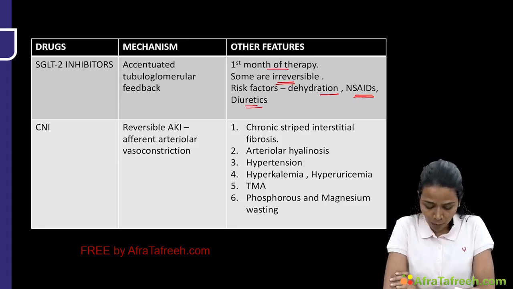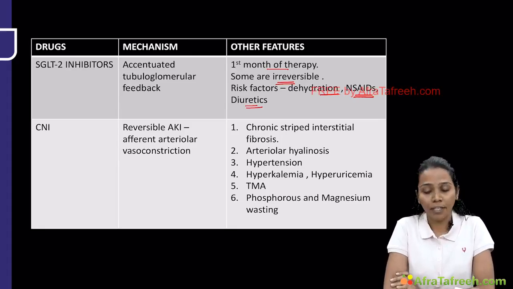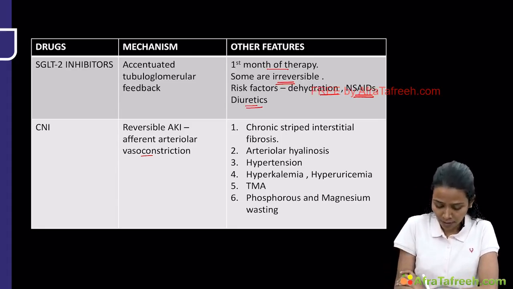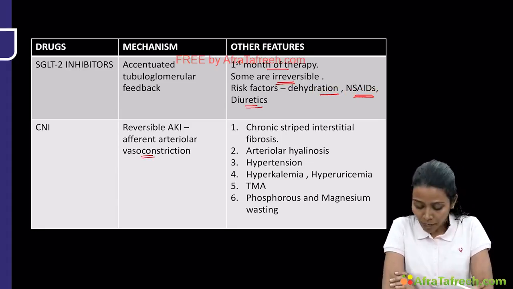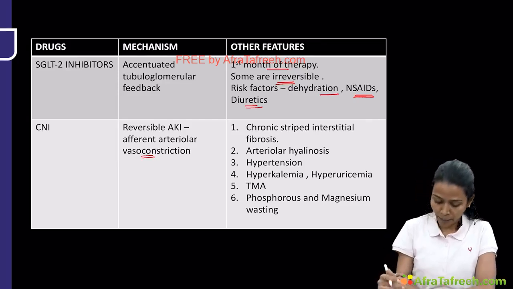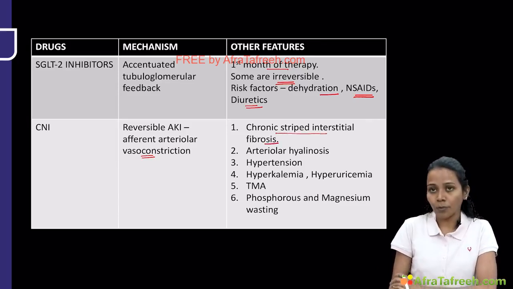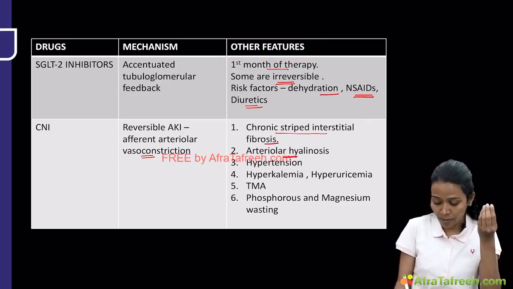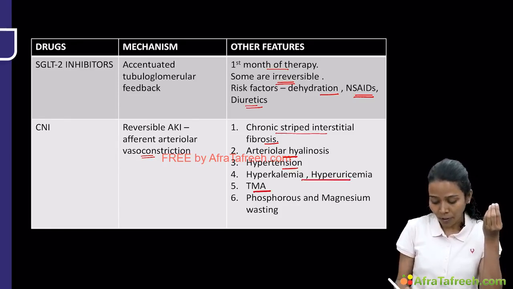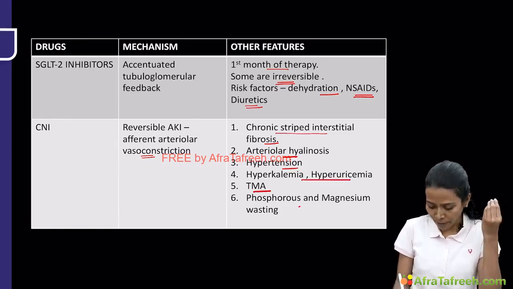Okay. Now, CNI: there can be reversible AKI, and afferent arteriolar vasoconstriction is seen because of CNI. Beyond AKI, these can be the manifestations that are seen: chronic striped interstitial fibrosis, arterial hyalinosis, hypertension, hyperkalemia, hyperuricemia, thrombotic microangiopathy, phosphorus and magnesium wasting.